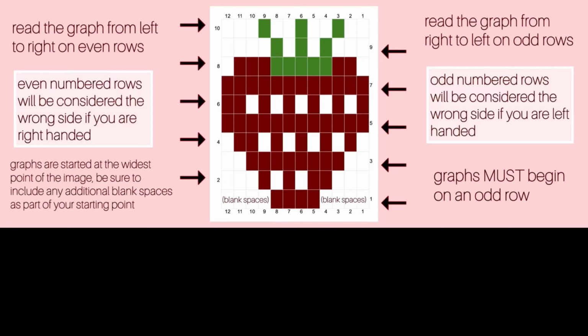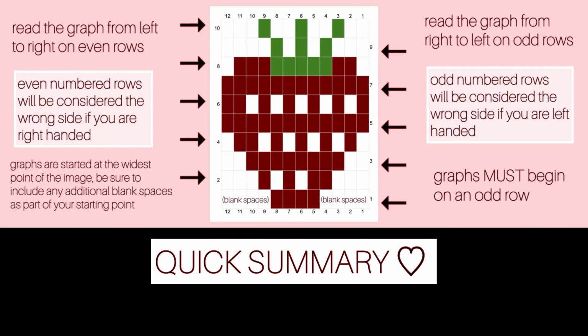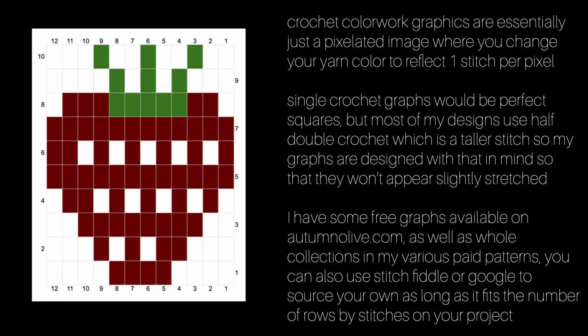Hi everyone, I'll go into more detail in this video, but here's a quick summary of how I do color work for all my patterns. Crochet color work graphics are essentially just a pixelated image where you change your yarn color to reflect one stitch per pixel. Single crochet graphs would be perfect squares, but most of my designs use half double crochet, which is a taller stitch, so my graphs are designed with that in mind so that they won't appear stretched.